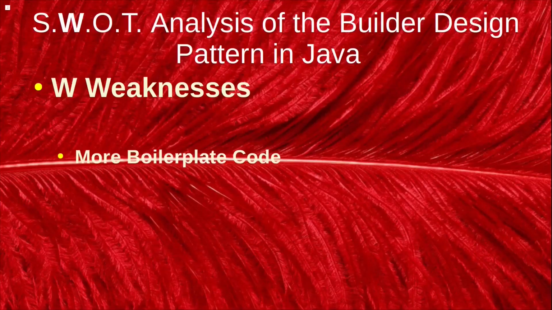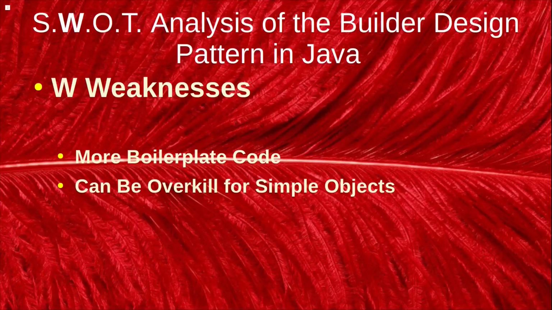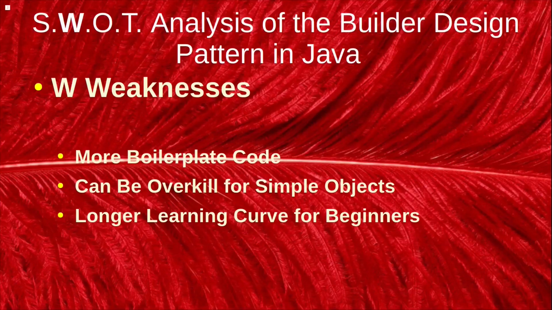W. Weakness. More boilerplate code. Requires additional classes and methods, increasing the overall size of the code base. Can be overkill for simple objects. Adds unnecessary complexity when objects are simple and don't need step-by-step construction. Longer learning curve for beginners. New developers find the builder setup harder to grasp compared to constructors or factory methods.